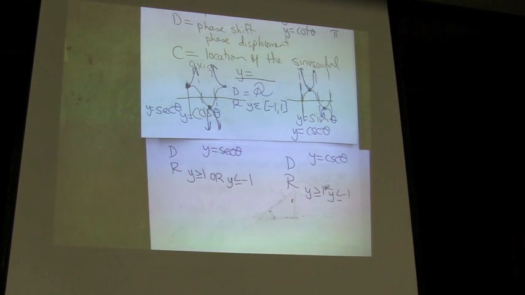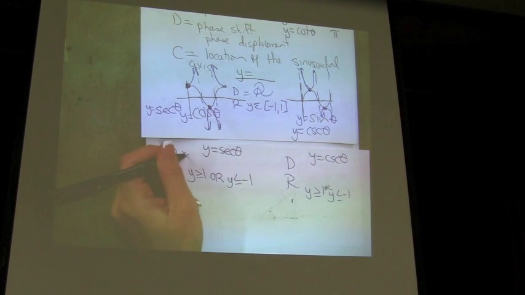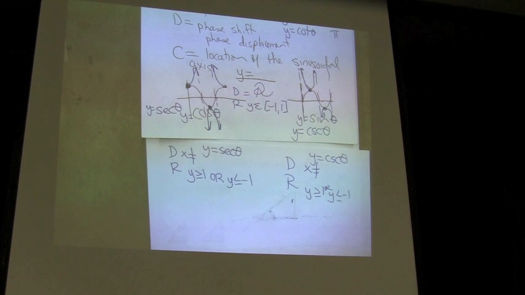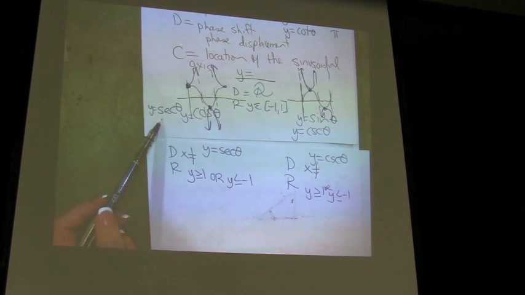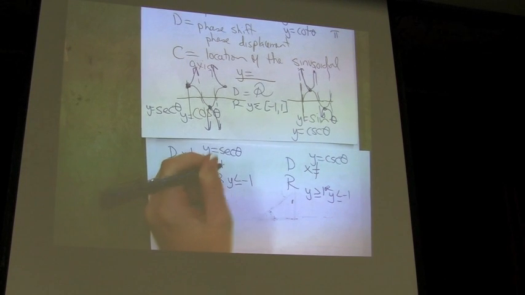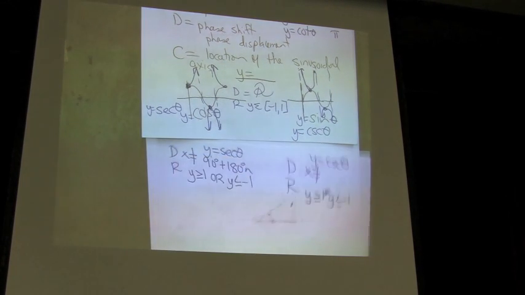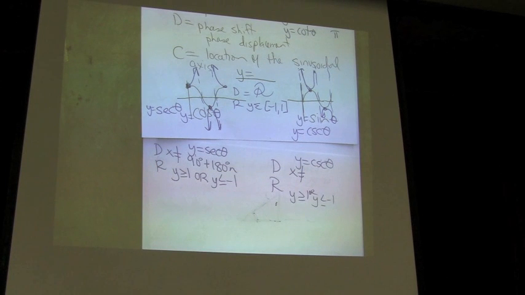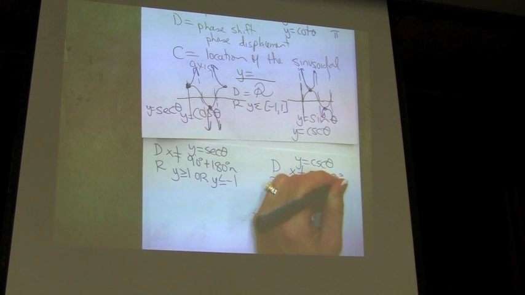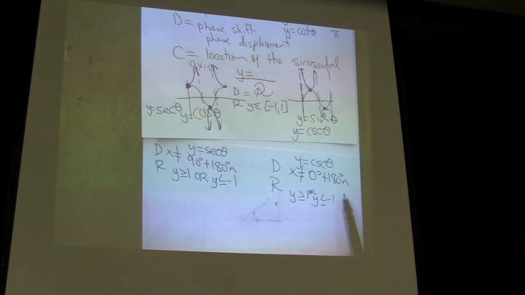And then for the domain, it's all real numbers except x is not equal to. And for secant, x is not equal to the moments when cosine is 0. When is cosine 0? Cosine 90. So x is not equal to 90 degrees plus 180n. And over here for cosecant, x is not equal to 0 plus 180n. And technically, you could have just said 180n.